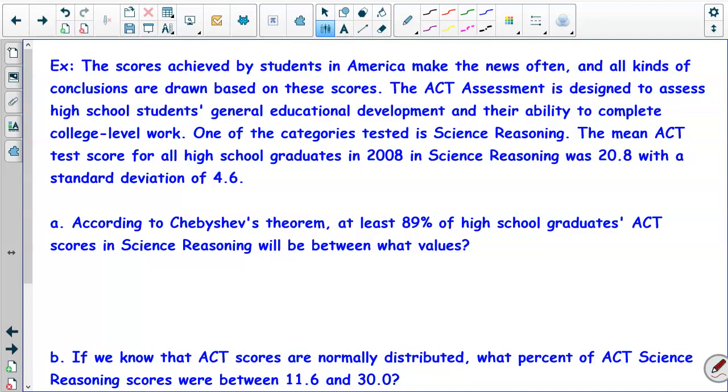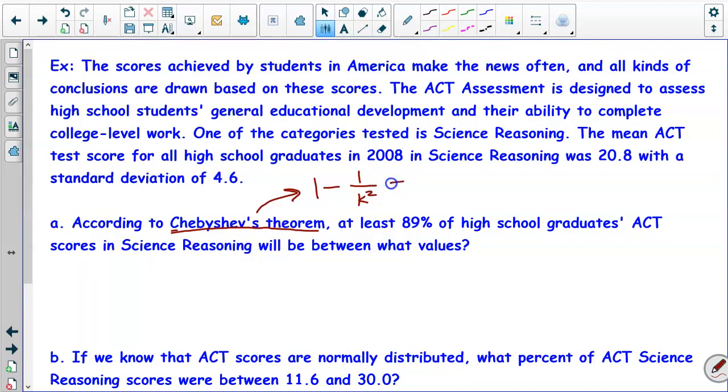At least 89%. It says according to Chebyshev's theorem. See, you need to be thinking what is Chebyshev's theorem? Good. 1 minus 1 over k squared. Do I know the standard deviations that I use to get 89%? Is it 2? I don't know. Isn't it any number bigger than 1? So do you want to try 2 and see if that'll give me 0.89? Because then that would be my answer, wouldn't it? You want to try that?